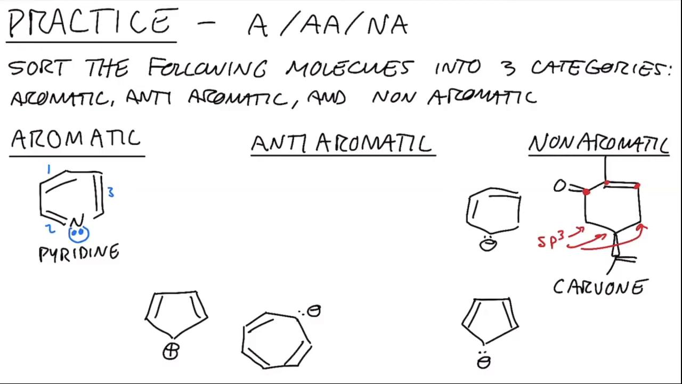We'll do this one over here. Kind of move that over. Okay, let's see what we've got here. We definitely have a ring. That looks good. It's going around in a circle. We already decided that this is planar, so we're set. Now we just have to check for all p orbitals, and it's looking pretty good so far. We've got a double bond here and there, here to there.